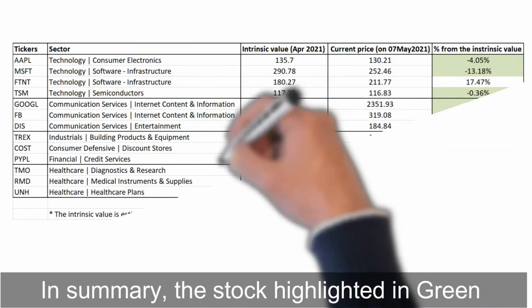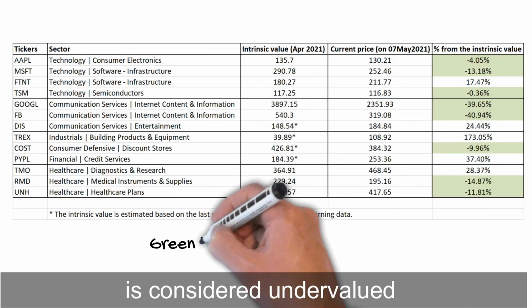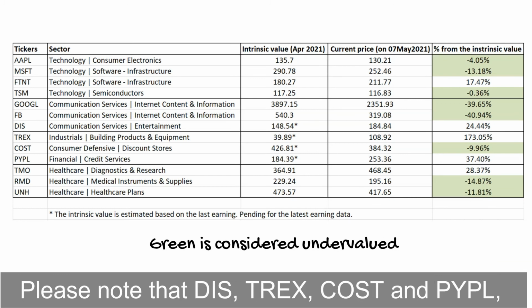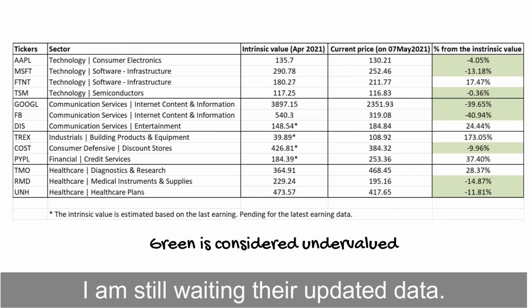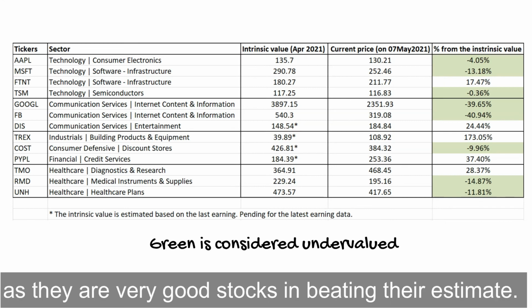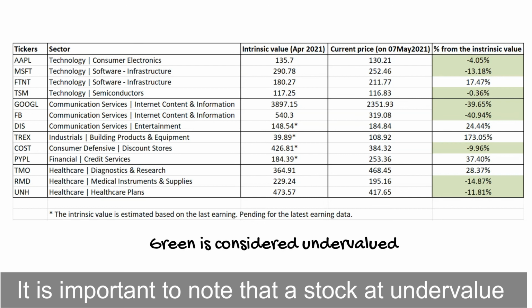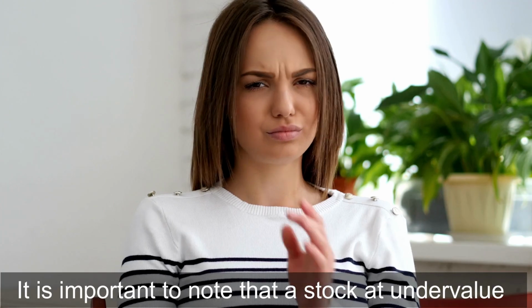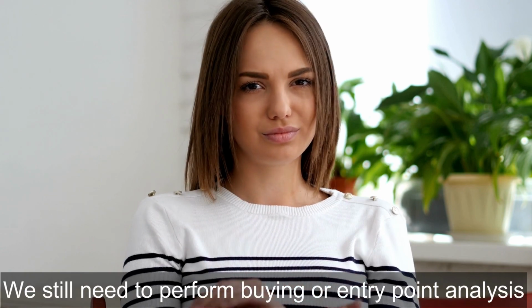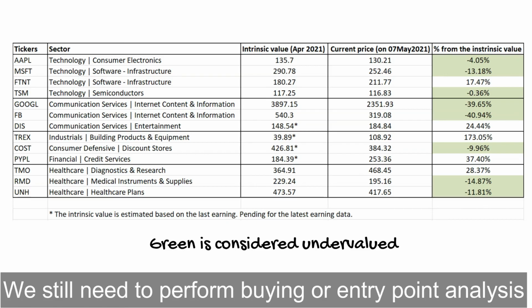In summary, the stock highlighted in green is considered undervalued based on its money-making ability. Please note that for Disney, Trax, Costco, and PayPal, I am still waiting for their updated data. The values here are expected to be lower as they are very good stocks in beating their estimates. It is important to note that a stock being undervalued does not mean that we can buy it directly. We still need to perform buying or entry point analysis.